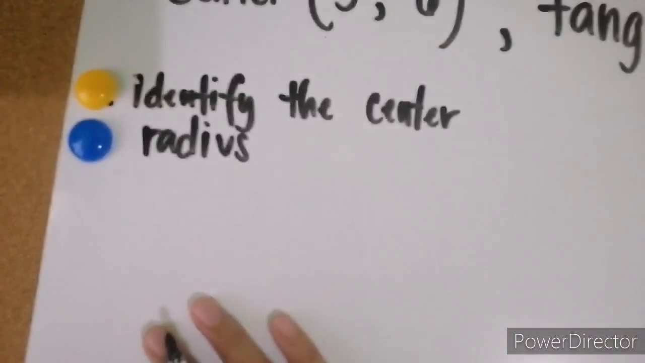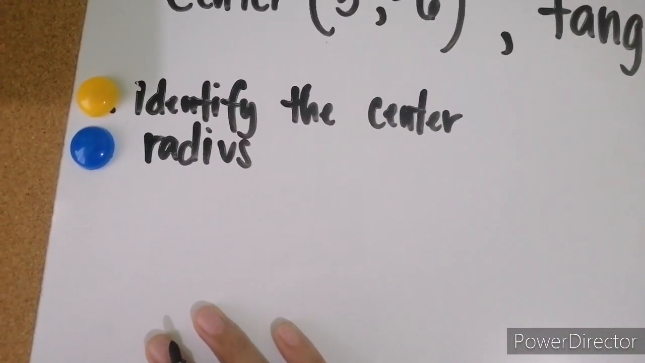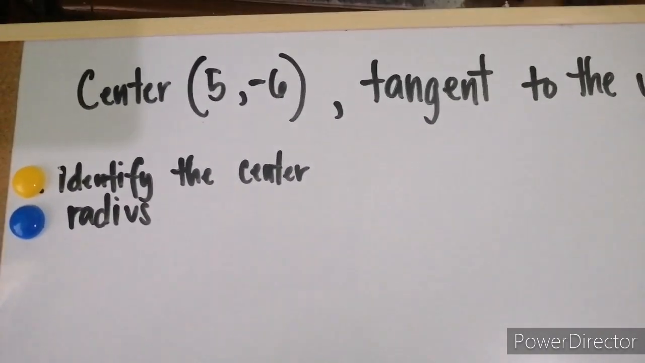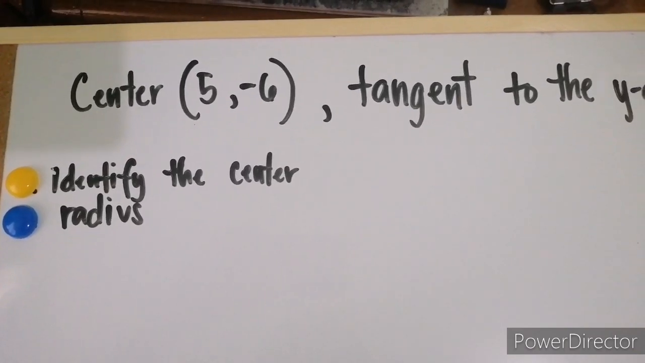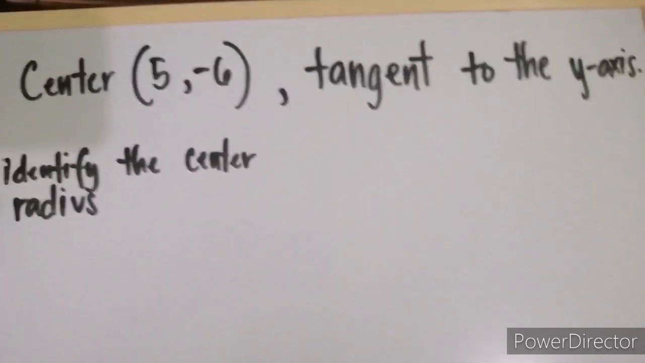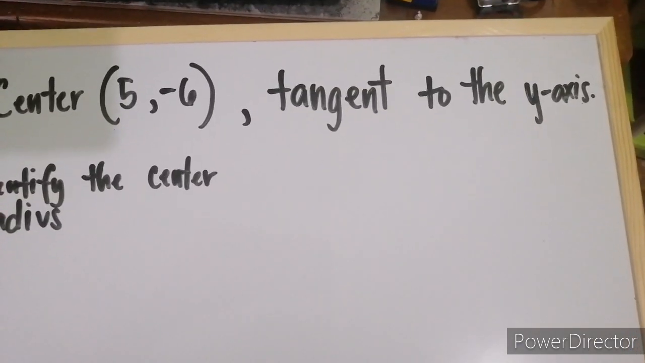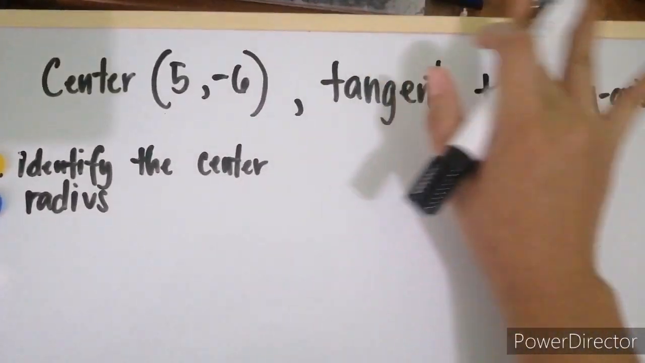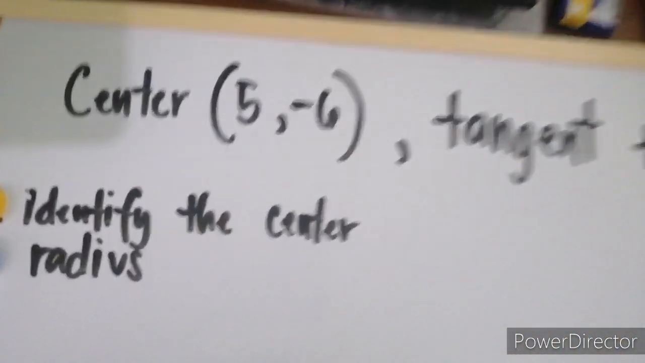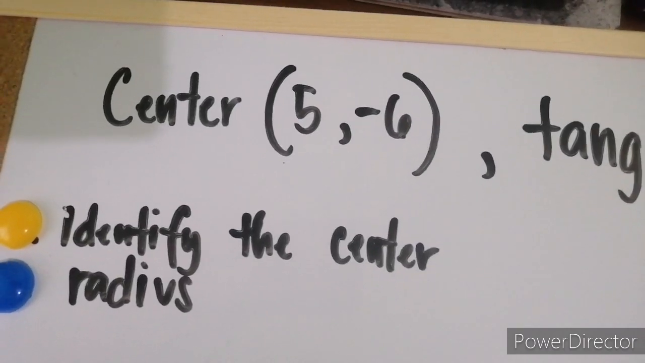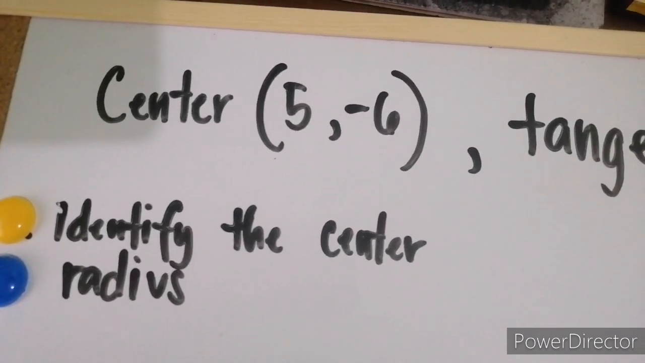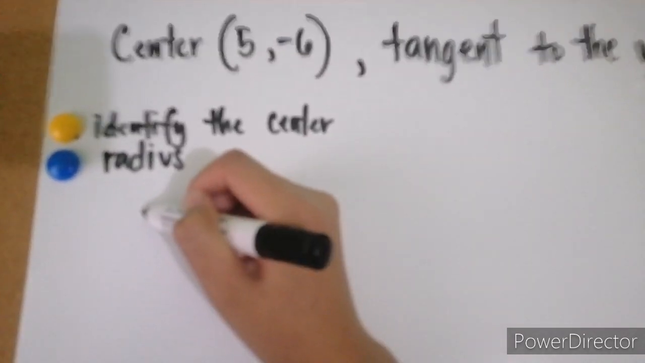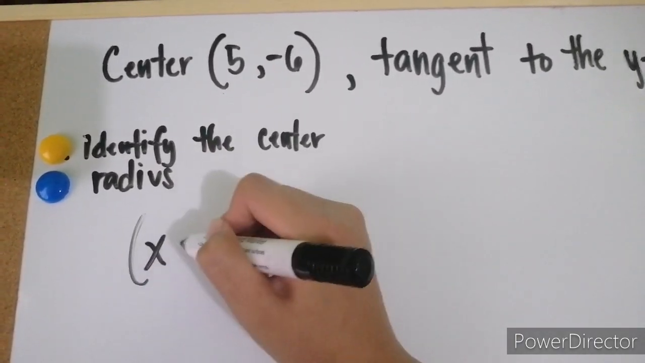Okay, and then the radius. It is essential for us to create the standard equation. Now, we have here our problem. The center is at 5 and -6, and it also states that it should be tangent to the y-axis. Let us not mind the tangent to the y-axis first. Let's focus on the center. Center is at 5 and -6, so it is not at the origin, therefore we are going to use this equation.